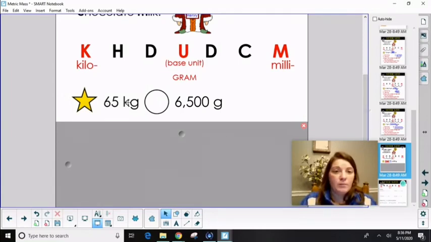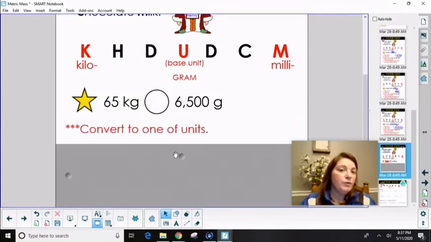65 kilograms compared to 6,500 grams. Now we can see that I'm using the same digits. The place value is different. So it's a good test. If this was something like 36 or 32, we would at least know they're not equal to each other. But this makes you just think a little bit harder.